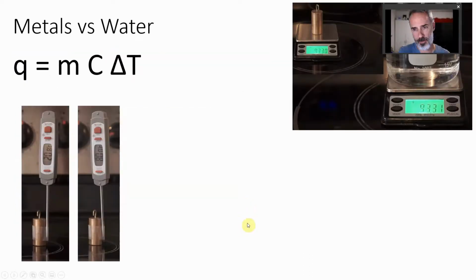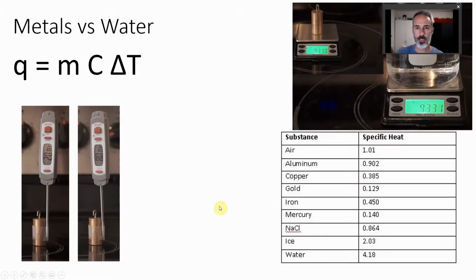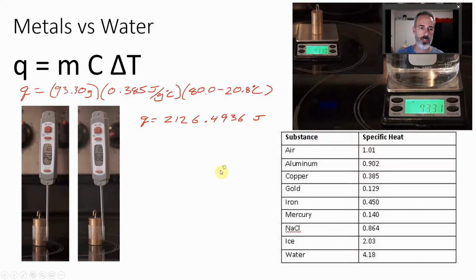All right, so pretty simple, and we know that if we were to calculate the amount of heat absorbed by that copper, it'd be pretty darn simple, right? We'd be using the exact same formula we did here. Our change in temperature would be final minus initial. We'd pick out our specific heat from this table, and we just need to know the mass is 93.30. So here we go. So Q equals 93.30.